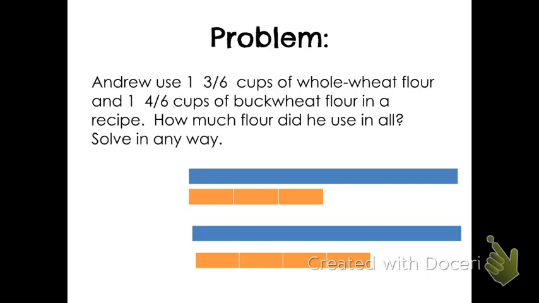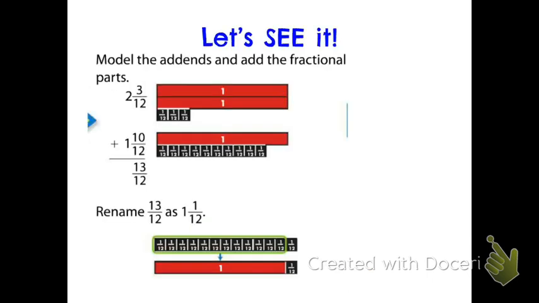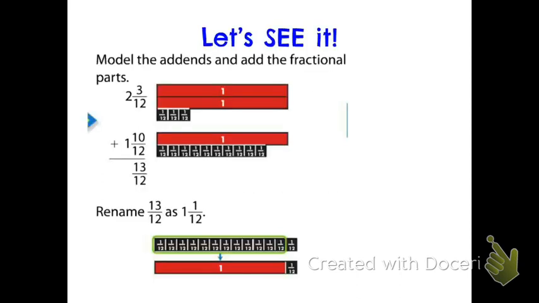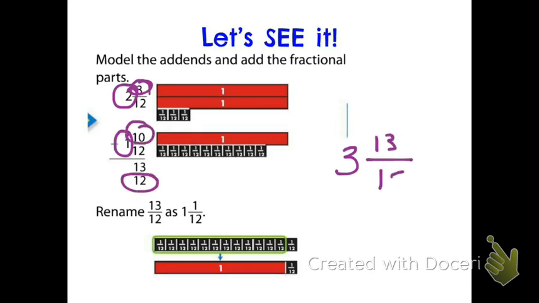Taking a look at this next problem right here, you can see another visual for how we actually add our mixed numbers. So I have 2 3/12 and 1 10/12. So I'm going to start by adding together my whole numbers. So 2 plus 1, and I'm going to end up with 3. I'm going to go ahead and add 3 plus 10, which would give me 13, and my denominator, which is 12. So I add together my wholes, and I add together my fractions.